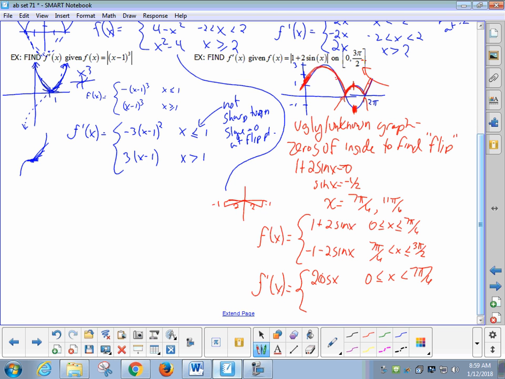And the other derivative. Negative 2 cosine of x from 7 pi over 6 to 3 pi over 2. And what about at 3 pi over 2? Does the derivative exist there? Yes. It does. Okay, so there's your answer. Okay, cool? Good. All right.